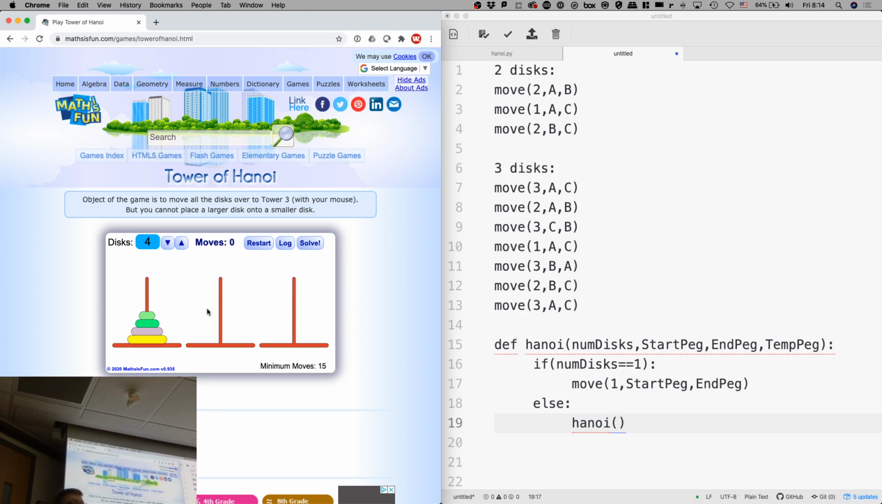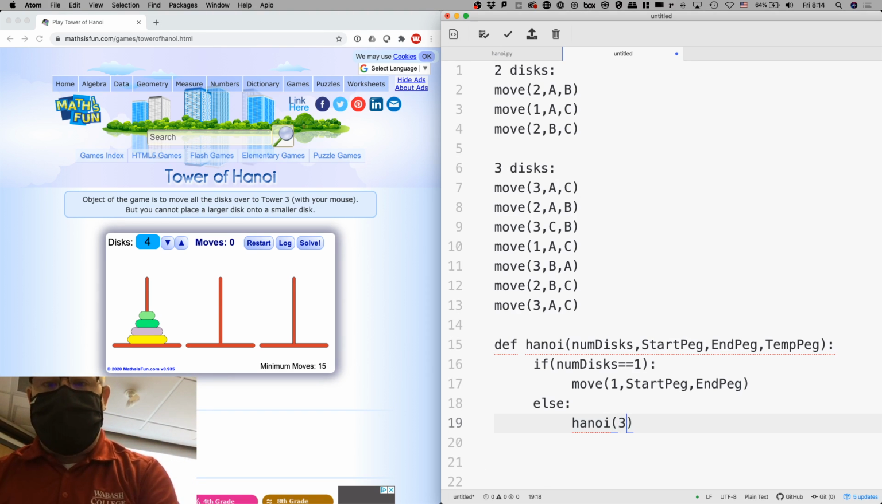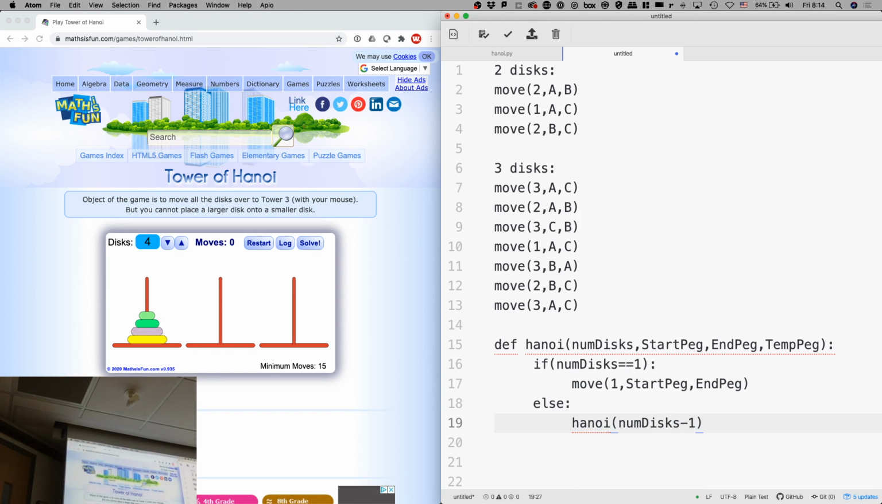So if I want to solve the 4 disk case, the first thing I need to do is move these top 3 to the middle peg to get them out of the way. Now how do I do that? I've got to do this thing here and so on, but I can consolidate that into one thing. And what is that one thing? I want to move how many disks? If I'm doing the 4 case, the number of disks is 4. How many do I want to get out of the way? 3, which is the number of disks minus 1, all but the bottom.